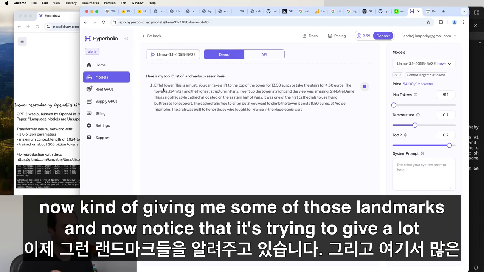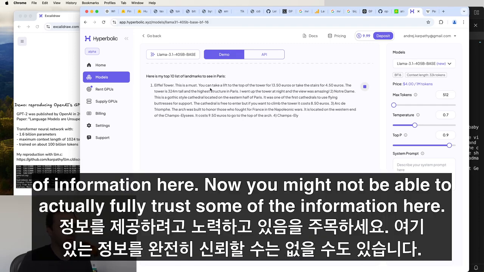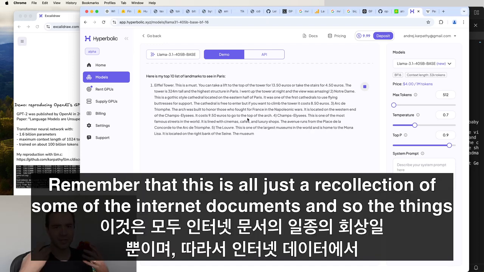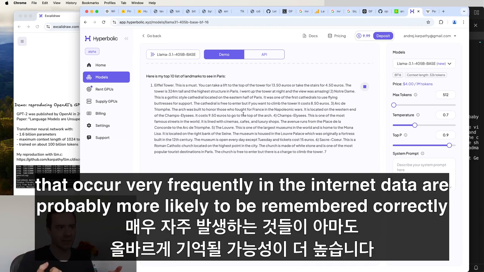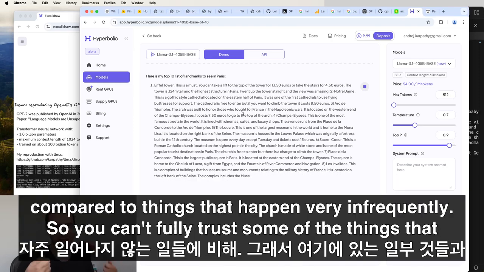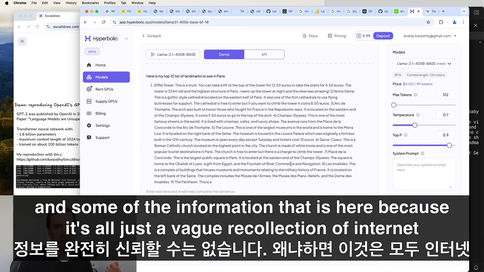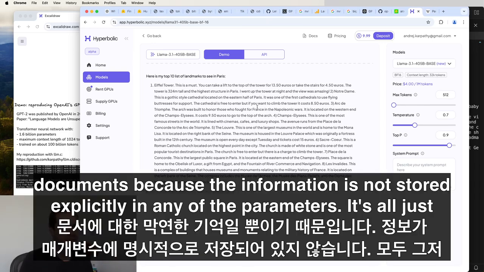And now notice that it's trying to give a lot of information here. Now, you might not be able to actually fully trust some of the information here. Remember that this is all just a recollection of some of the internet documents. And so the things that occur very frequently in the internet data are probably more likely to be remembered correctly compared to things that happen very infrequently. So you can't fully trust some of the information that is here because it's all just a vague recollection of internet documents, because the information is not stored explicitly in any of the parameters. It's all just the recollection.